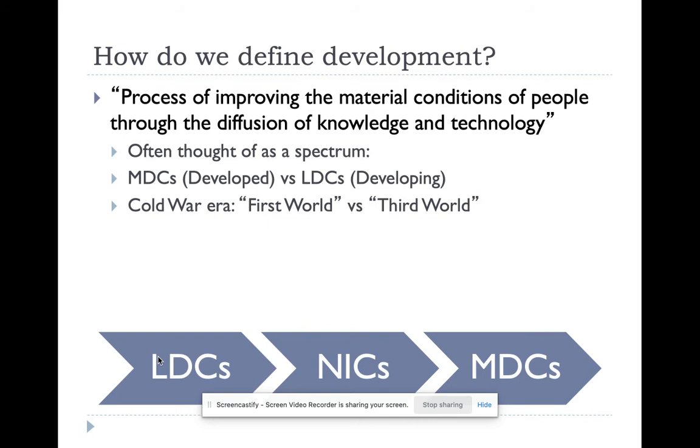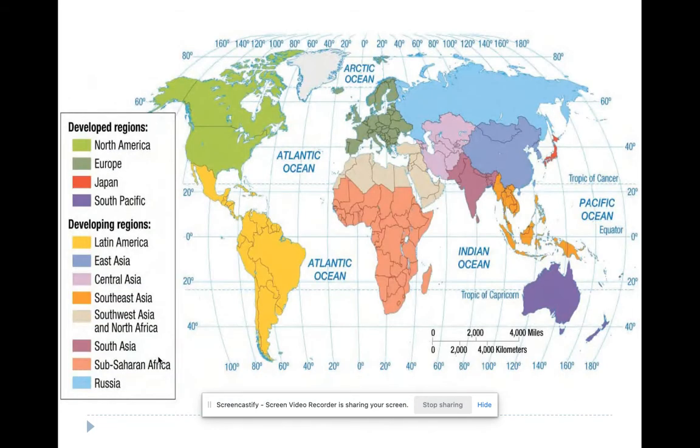In the middle, you have NICs, newly industrialized countries. So think your BRICS countries, Brazil, Russia, India, China, and South Africa, as well as places like Mexico would fit in that NIC realm. And then you have MDCs, or developed countries, and think of those as going to be your North America, Western Europe, Japan, Australia, New Zealand countries. All right, so we do have our developed regions and our developing regions. There's a quick look at the map. You should know these by now, probably, but there it is just for you to know.